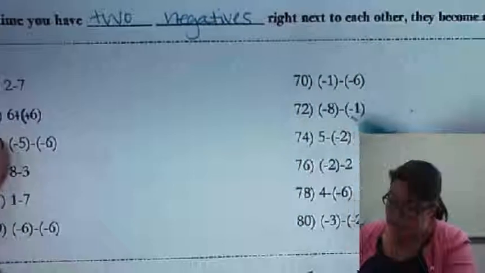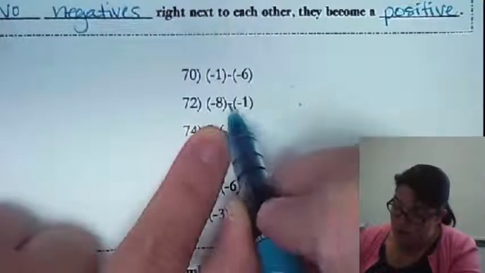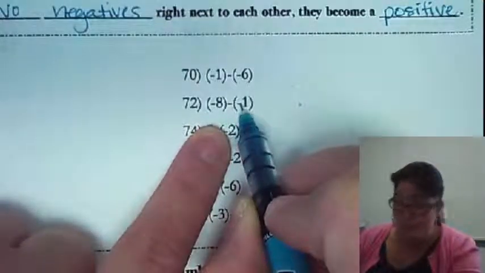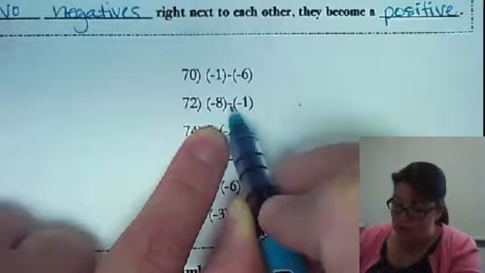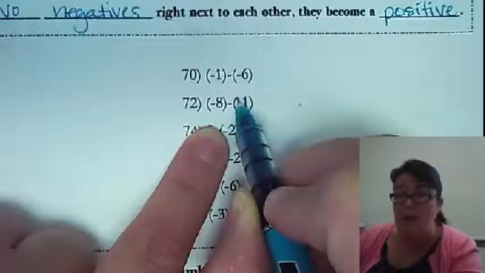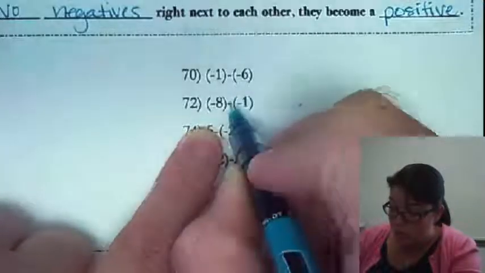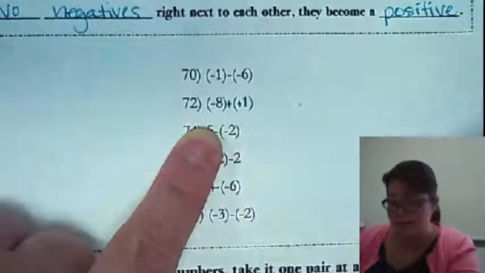Take a look over at 72. It's the same thing. We have minus a negative. We have negative 8 minus negative 1. These two negative symbols right next to each other, all they have in the middle is a parenthesis, so we're going to turn them into positives.